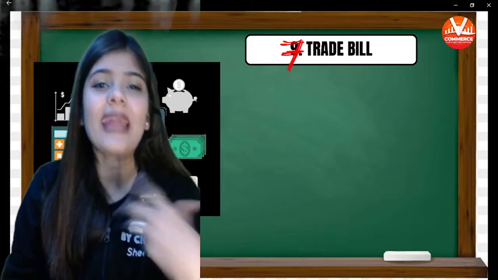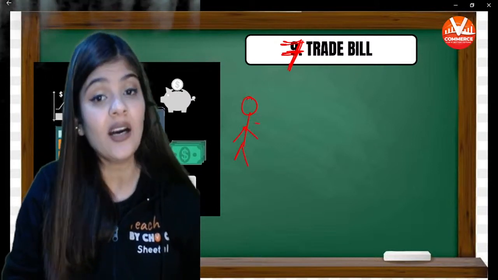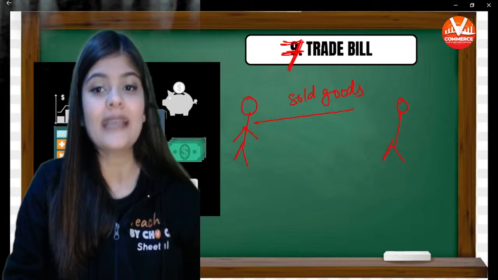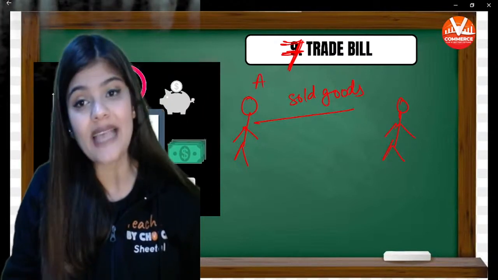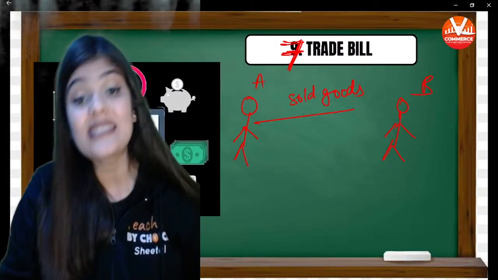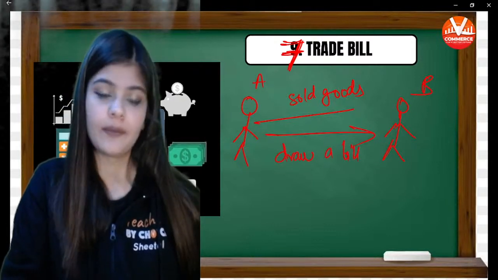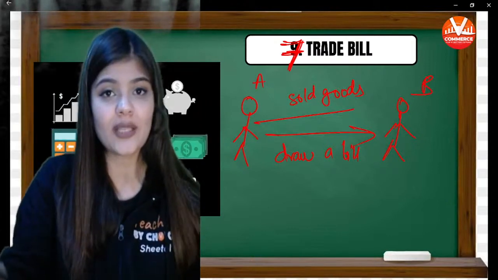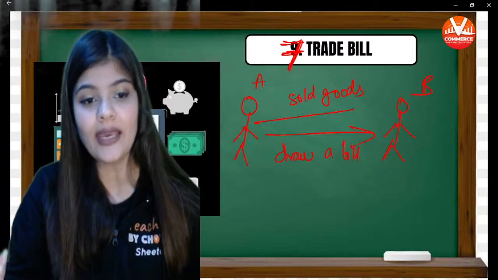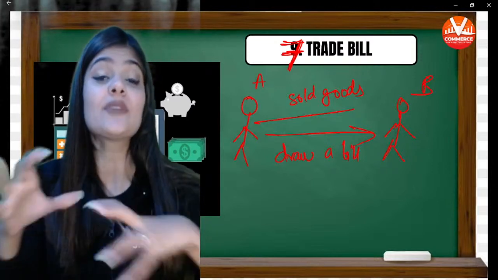So what is a trade bill? What had we done so far? There was a seller who was selling goods. A seller used to sell goods, and then to settle this transaction, the seller used to draw a bill on the customer. So the seller first sold goods, then to settle the transaction, what did we do? We used to draw a bill. So this was what?